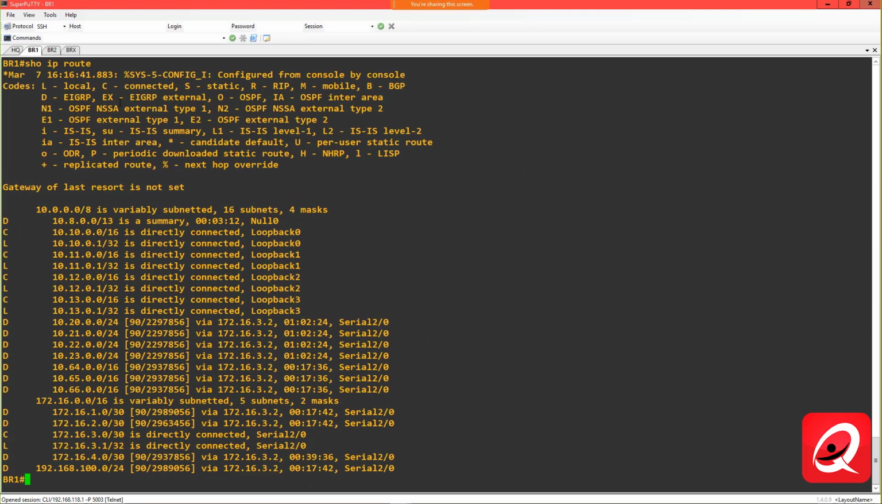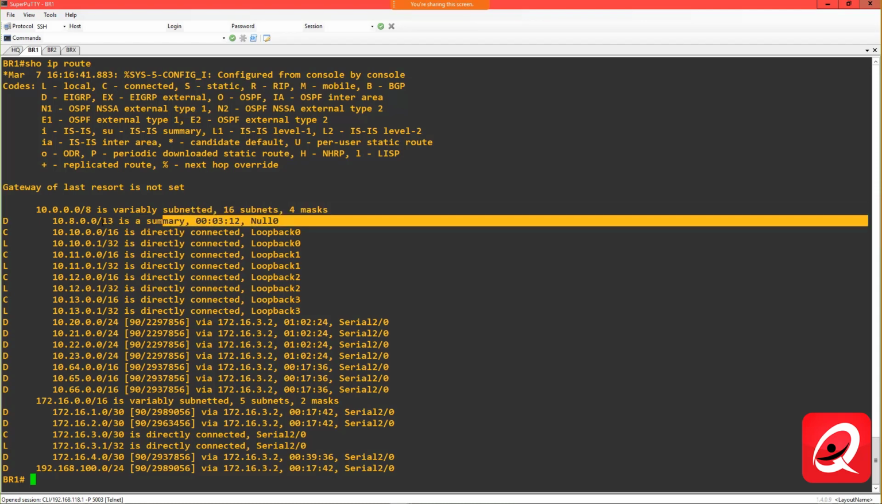If I do a show IP route, you will notice that one of the types of routes that gets created is this 10.8.0.0/13 route, which shows up as an EIGRP route, but the next hop is our null zero interface. Anytime you summarize routes, you're always going to create a local route for that particular summary to the null zero interface, and this becomes a loop avoidance mechanism.